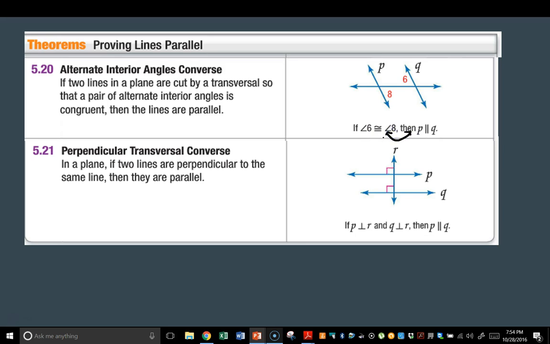Perpendicular transversal converse. In a plane, if two lines are perpendicular to the same line, then they are parallel. We know these are perpendicular, which means that lines P and Q are parallel.